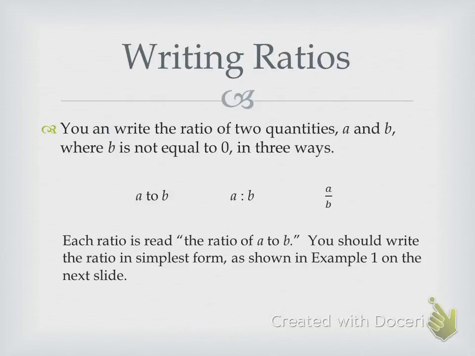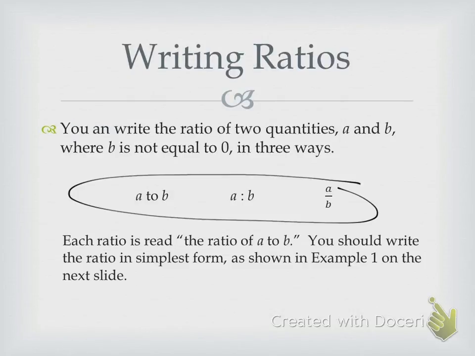Now, you can write a ratio in three different ways. And you don't necessarily have to write all of this down, but you do need to see, okay, one way is to use the word to, another way is to use a colon, and a third way is to write it as a fraction, okay? So you're going to see on your homework tonight that it asks you to write the ratio in three different ways.